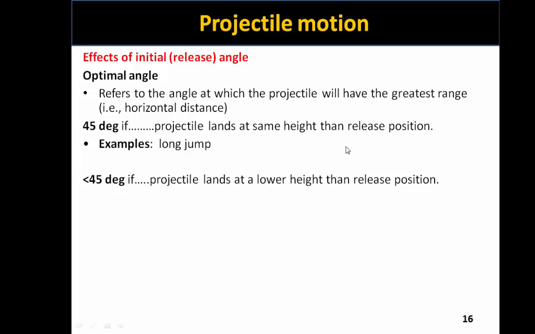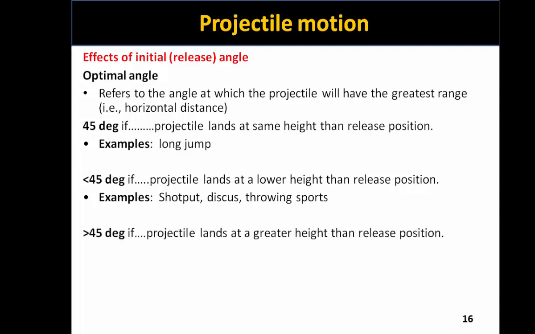The optimal angle is considered to be less than 45 degrees if the projectile lands at a lower height than the release position. And this is applicable to throwing sports, and in the example that we're using in this lecture is the shot put, where the release position is going to be a function of the shoulder height and the sine of the release angle and arm length.